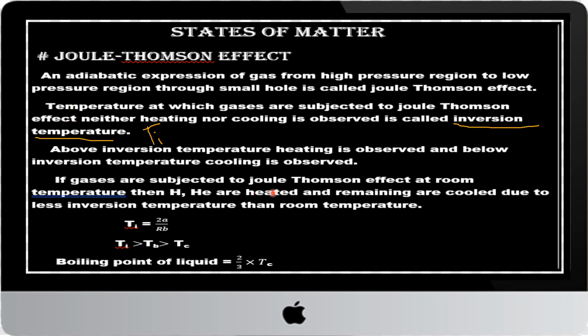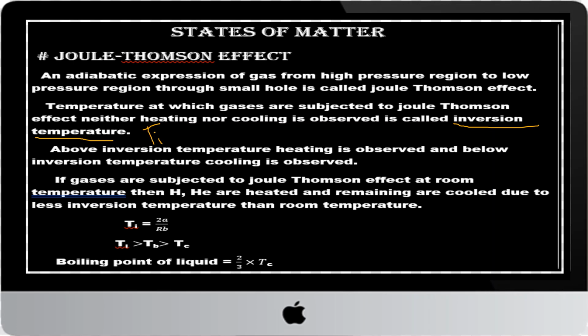If gases are subjected to the Joule-Thomson effect at room temperature, then hydrogen and helium are heated and all remaining gases are cooled. The major reason behind this is that the inversion temperatures of hydrogen and helium are less than room temperature. This is the reason behind this exception and deviation of hydrogen and helium in the Joule-Thomson effect. The expression for inversion temperature is Ti equals 2A by RB. Remember this.